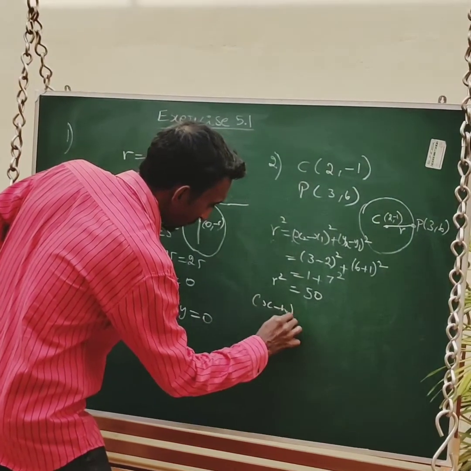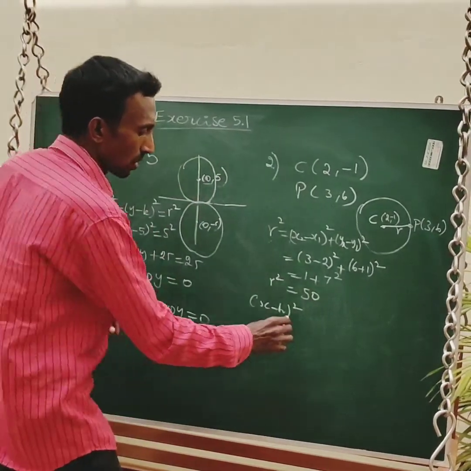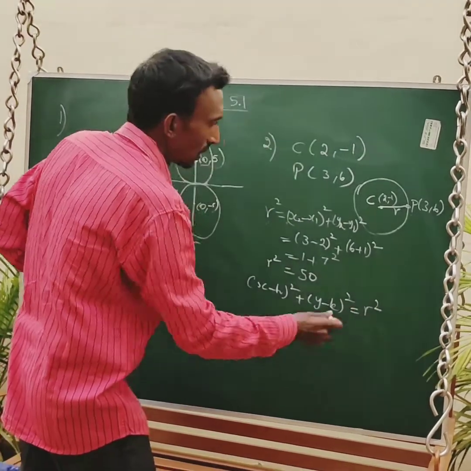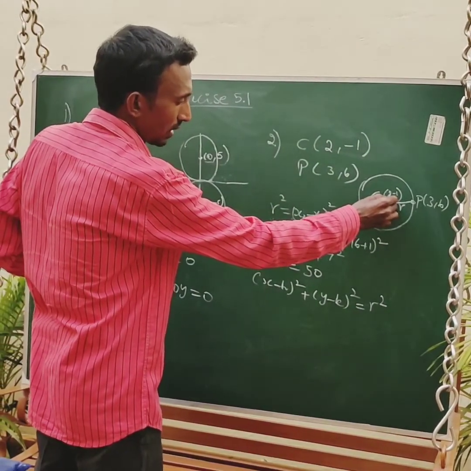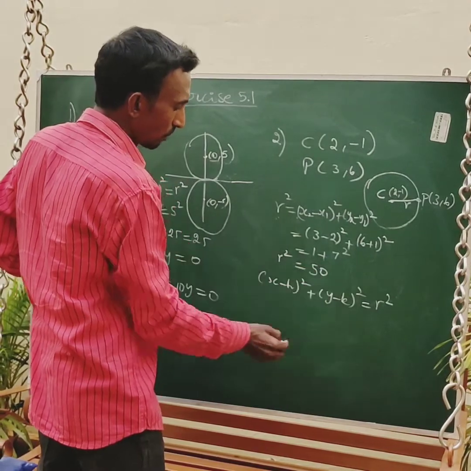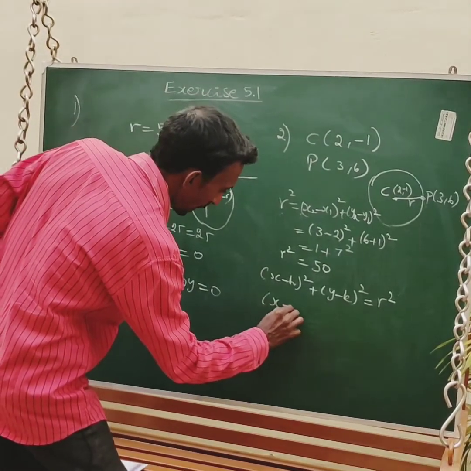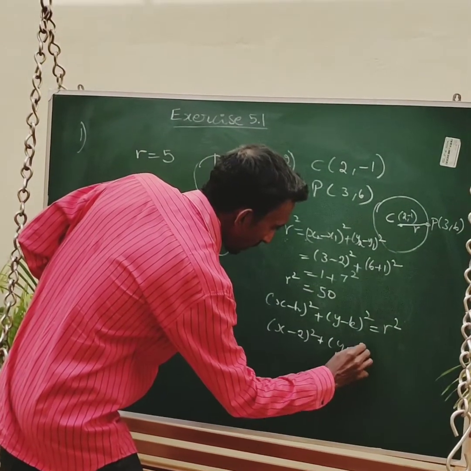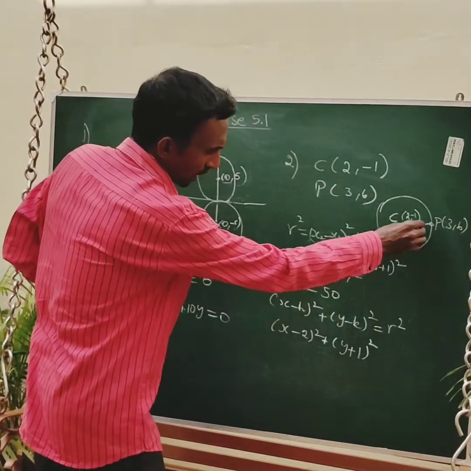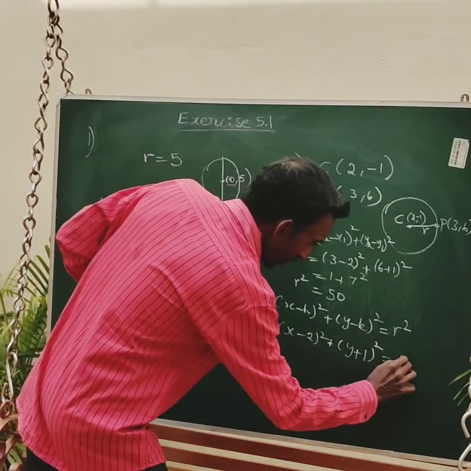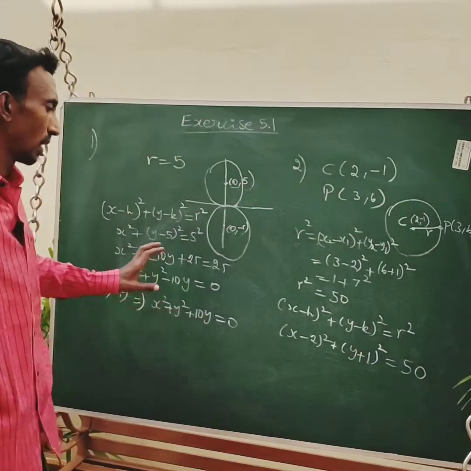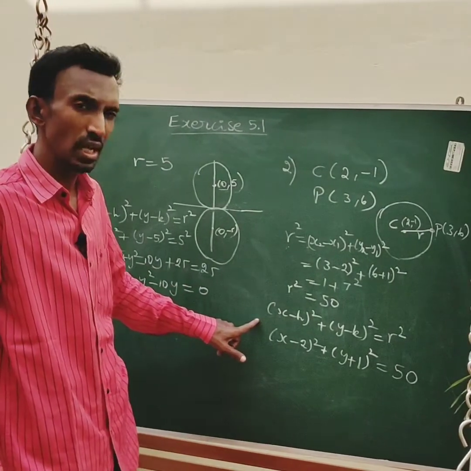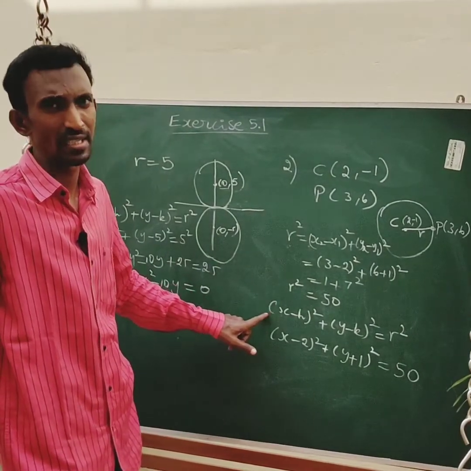The equation of the circle is (x minus h) whole square plus (y minus k) whole square equal to r square. Here h, k is the center and r square we got as 50. So use it here: (x minus 2) whole square plus (y plus 1) whole square, because k is -1, equal to 50. In the first question the answer is asked in the general form, but in the second question the answer is asked in the standard form. That's why this is the answer.